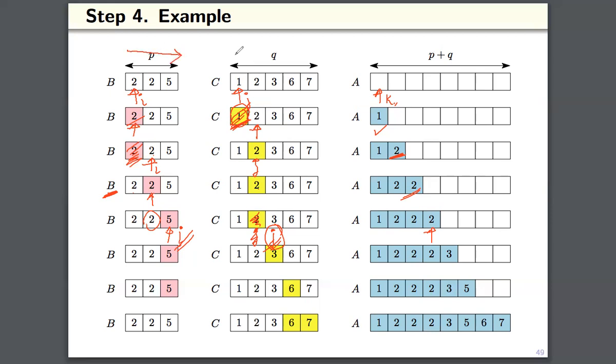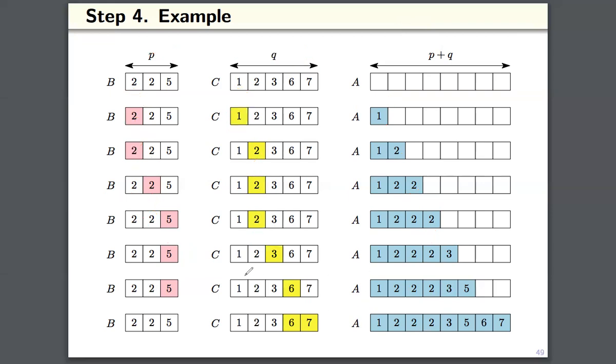J is a pointer that scans the C array from left to right. At every step, we compare the elements pointed to by I and J. Whichever is smaller, we copy it to A and move the corresponding pointer. If I points to the smaller element, copy it, move I. If J points to the smaller element, copy it, move J. Keep doing this.